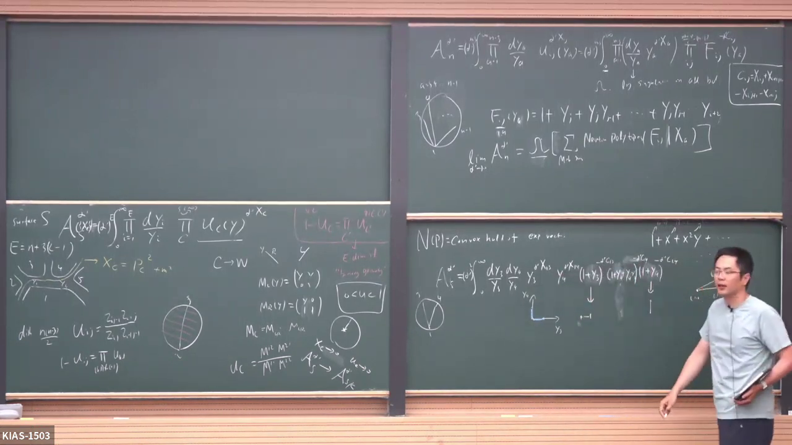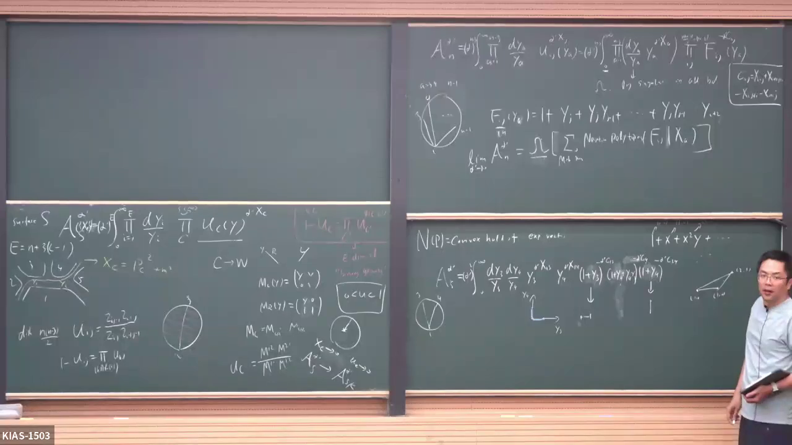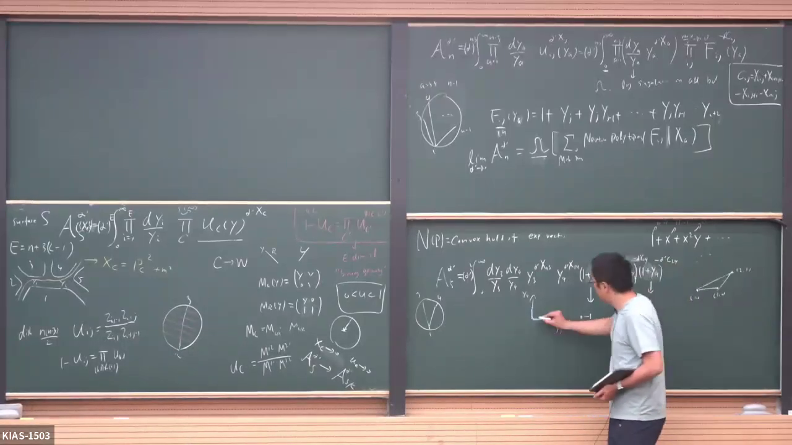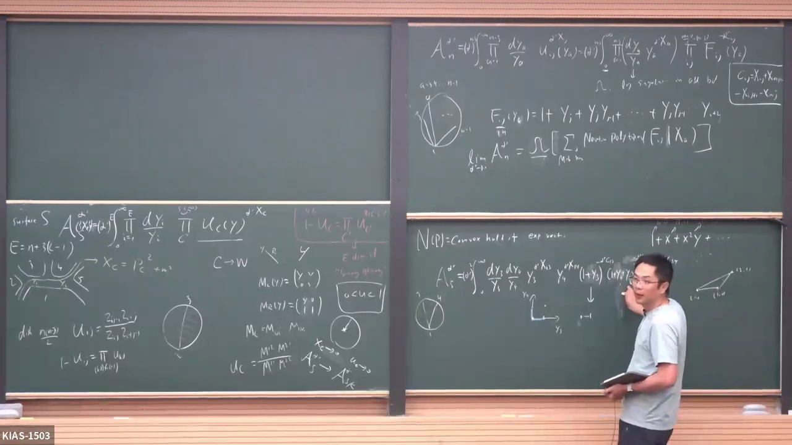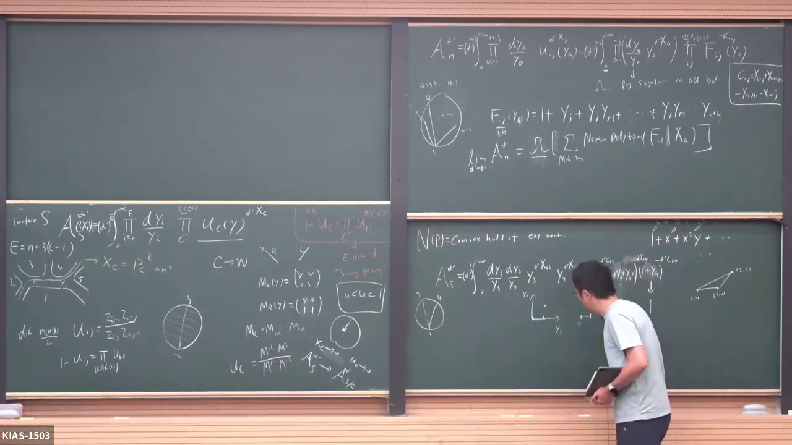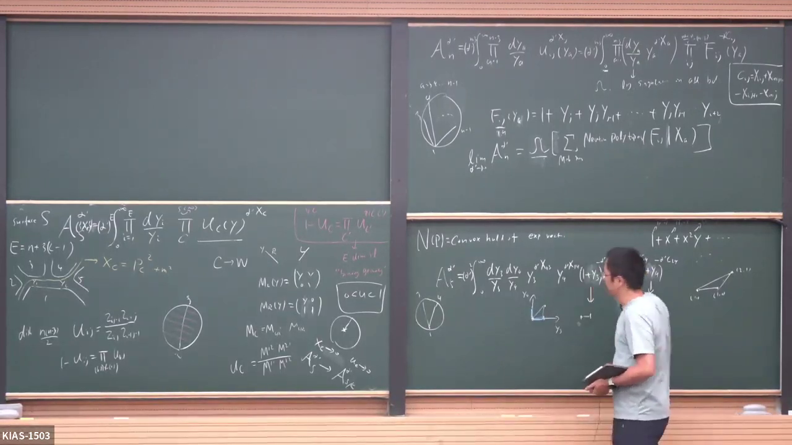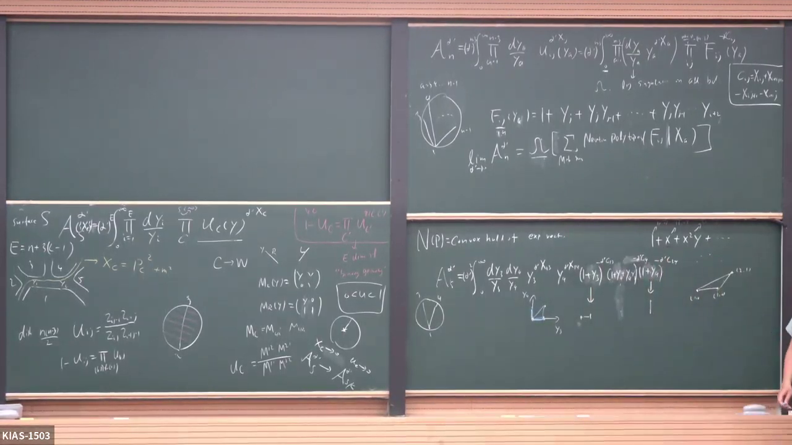And the middle one is what? The middle one is given by this point and this 1, 1 point, right? The exponent is 1, 1. So the third one is a triangle. Okay?